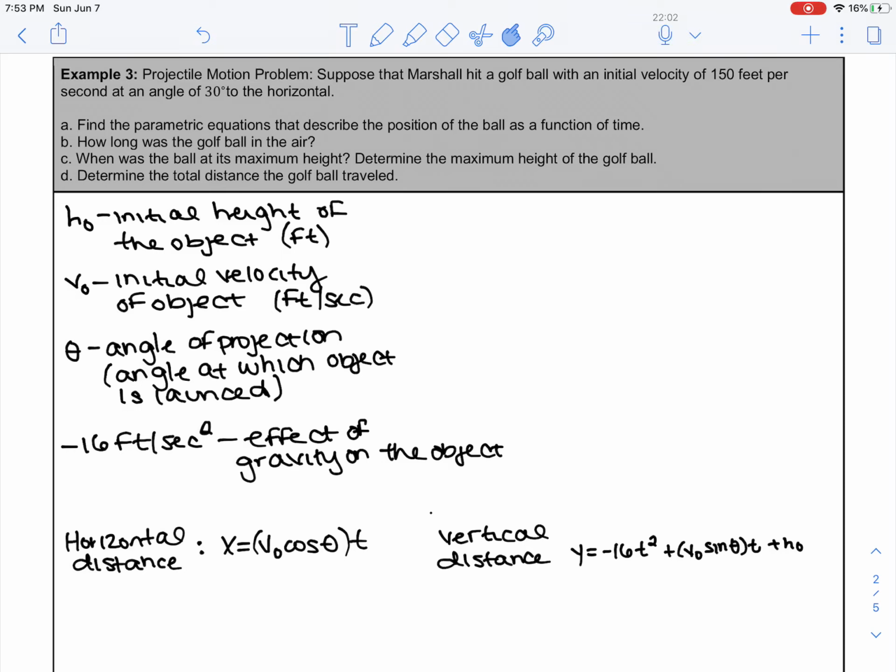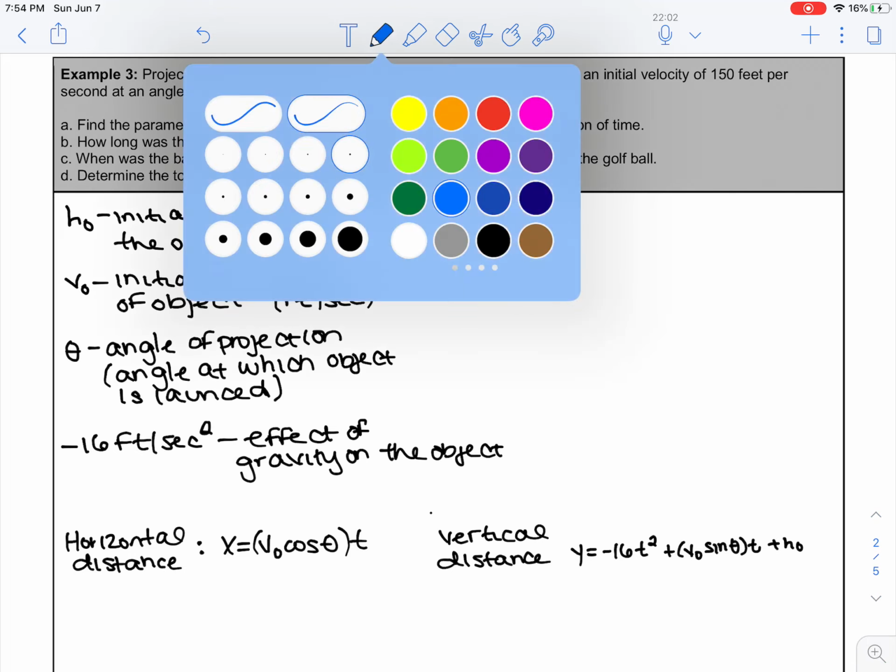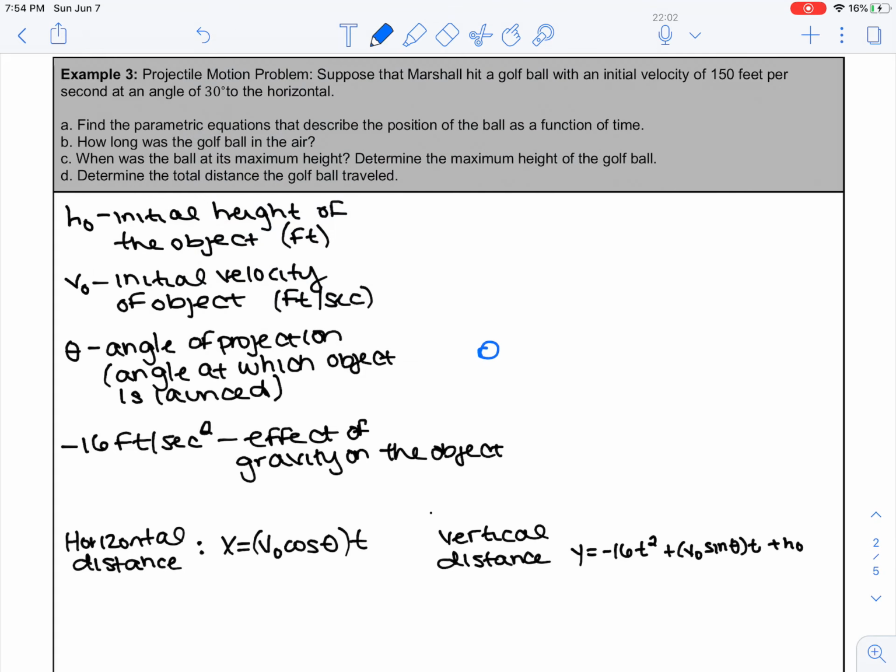This video is going to look at example 3 of your parametric equations day 2 notes. Specifically in example 3, we're looking at this idea of projectile motion. So you can think about this as some object being hit or thrown up in the air and falling back down.